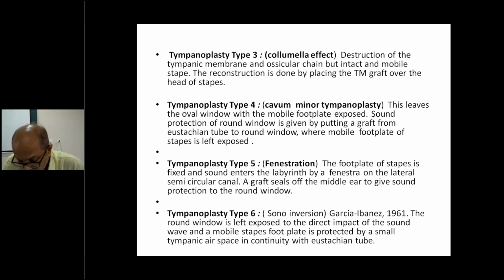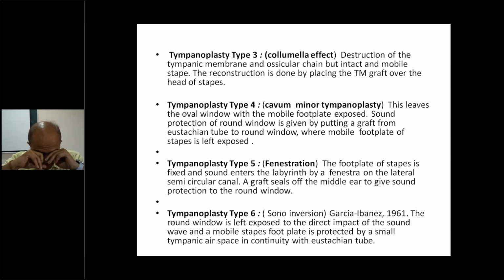So the fixation of footplate does not necessarily mean otosclerosis all the time. Even in certain conditions like fixation of the head of the malleus, because the malleus is fixed and the fixed malleus is incorporated in the tympanic membrane, any sound wave which comes and strikes the tympanic membrane is negated by the fixed malleus. So over a period of time, what happens? There occurs ankylosis of the incudostapedial joint, like a disuse atrophy.